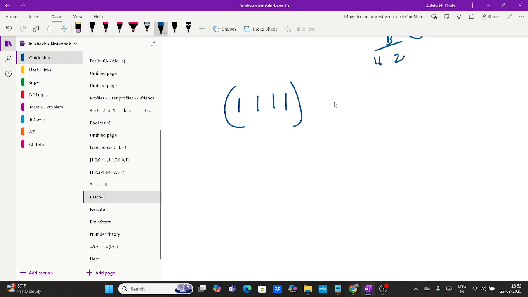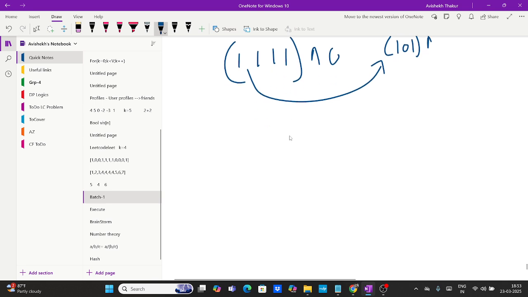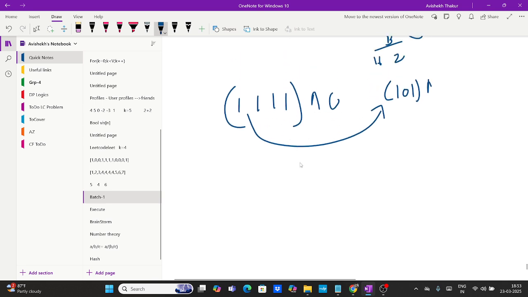XOR 0. Okay. If you take XOR with 1, it should become 0. XOR, sorry, XOR 1, it will become 0 now. 1s are 1.